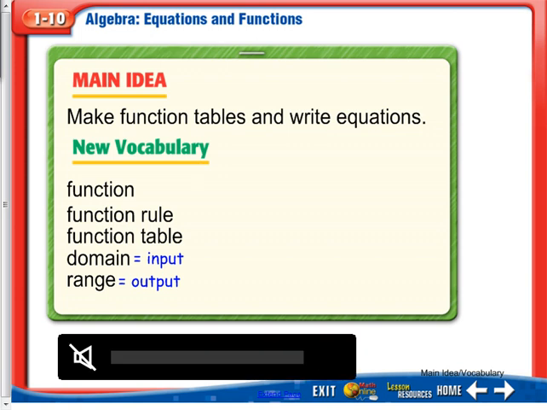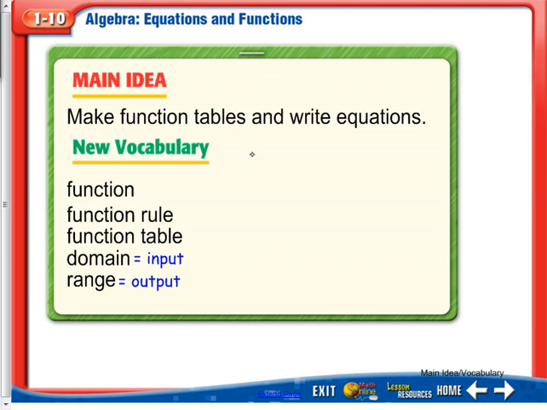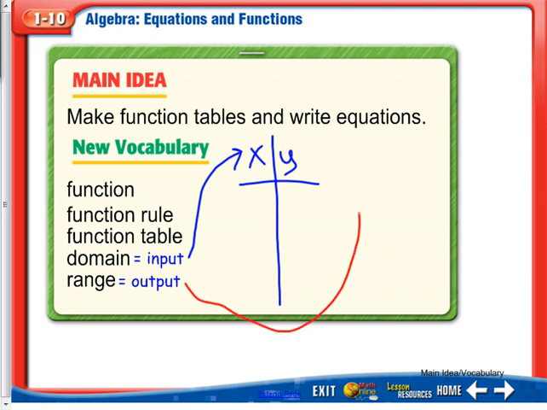So when we do a function, we usually have an x and a y. The domain, or the input values, are usually our x, and our range, or our output values, usually stand for our y. Now you could have different variables here, but the most common you will see in function tables will be x and y, and x is the number that you put in and y is the number you get out.